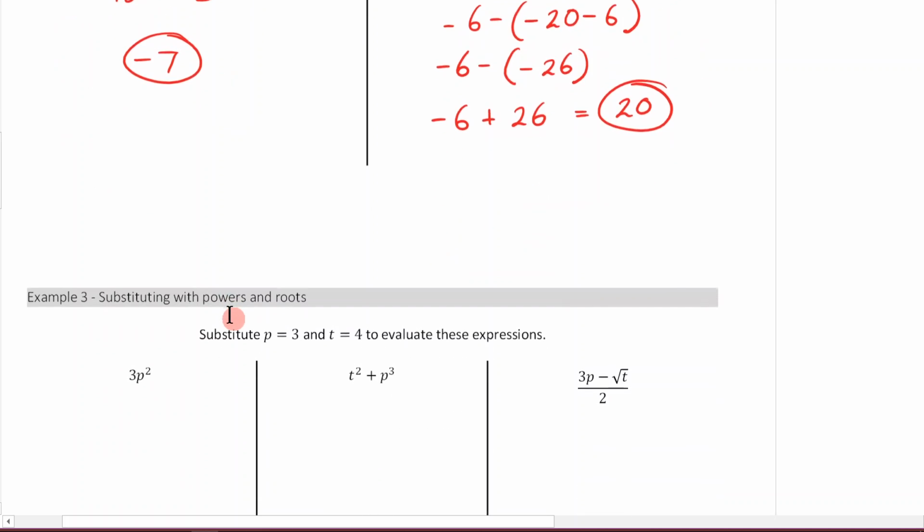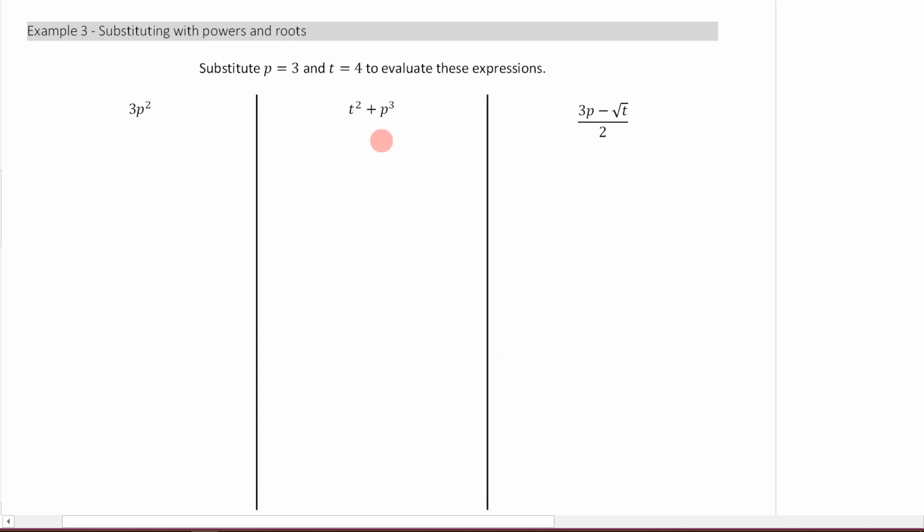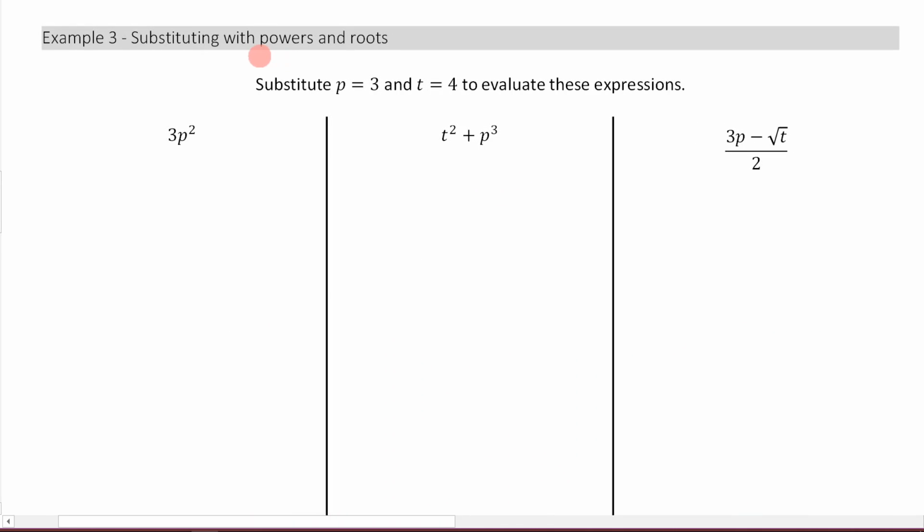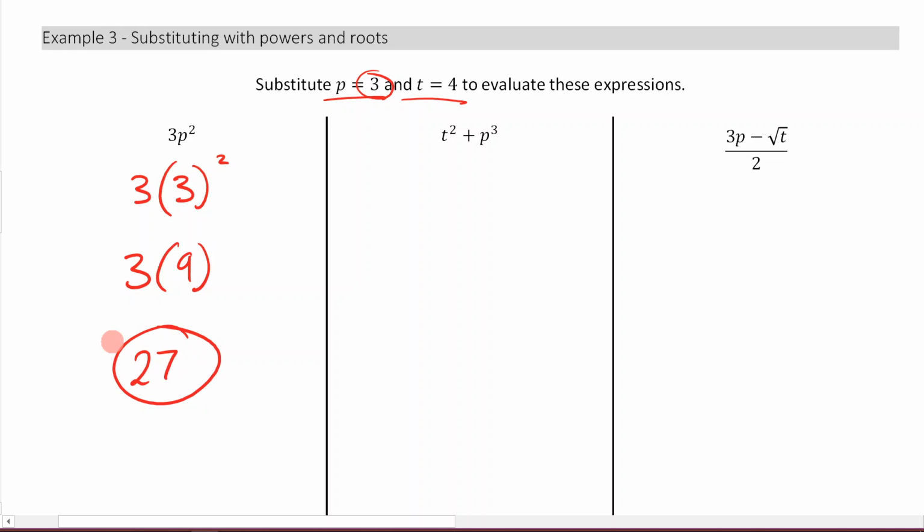Okay, let's keep on going now. So now we're going to continue substituting, but this time we're going to see how powers and roots come into play here. So yet again, we're told that p is equal to 3, t is equal to 4, evaluate these expressions. So for this one right here, I'm going to take this value right here, because p is equal to 3, and I'm going to substitute it in like this. 3 squared is equal to 9. 3 times 9 is 27. So 27 is my answer for the first one.